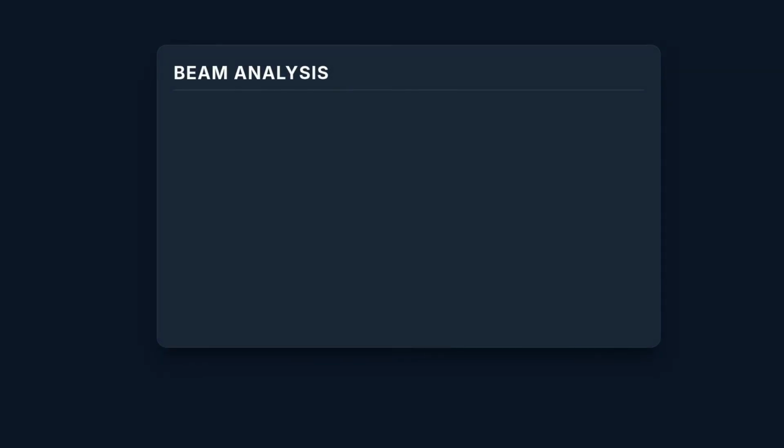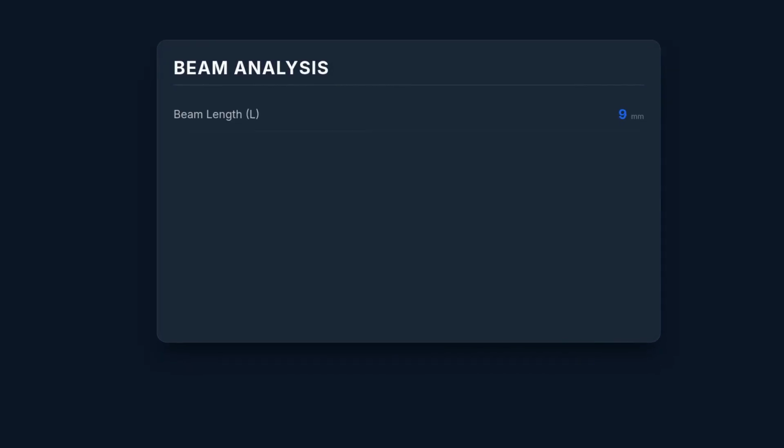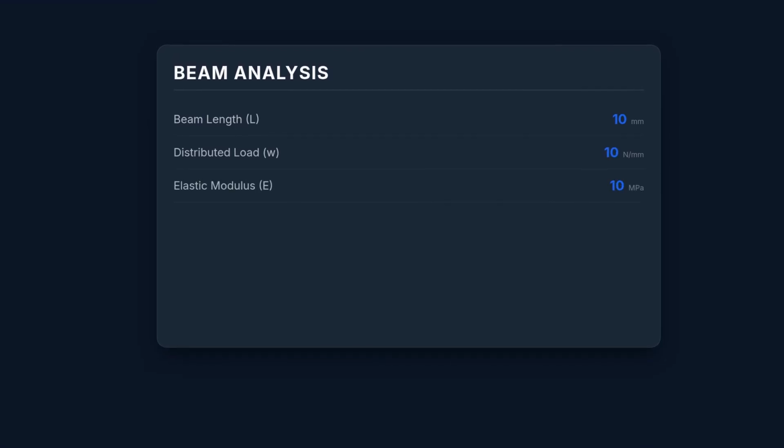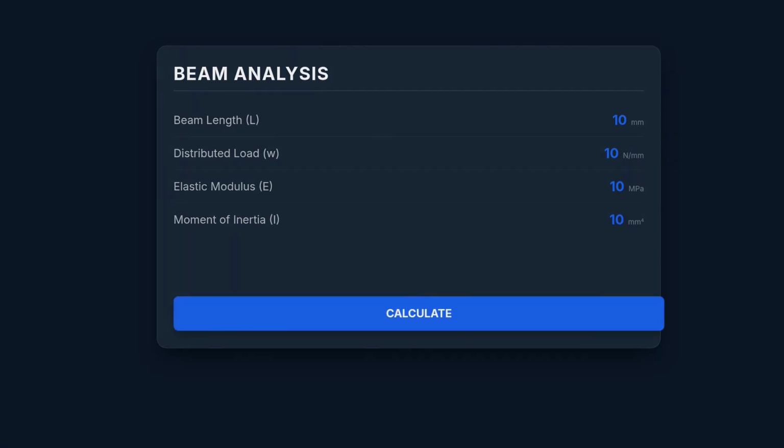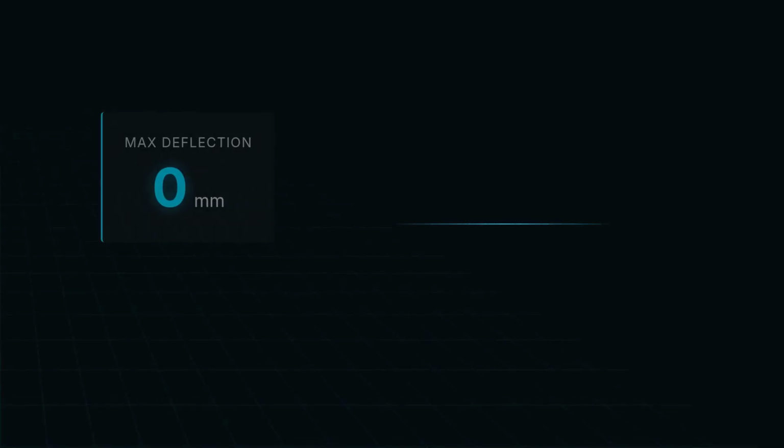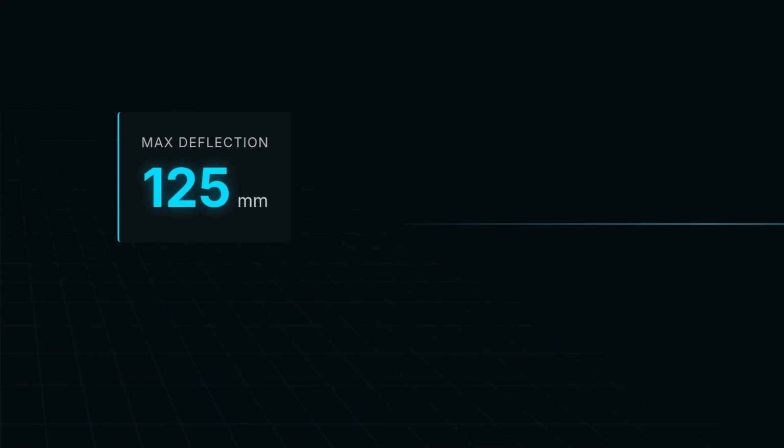Here's a worked example. With a beam length of 10 millimeters, distributed load of 10 newtons per millimeter, elastic modulus of 10 megapascals, and moment of inertia of 10 millimeters to the fourth power, click Calculate. The maximum deflection shows 125 millimeters at the beam's free end.